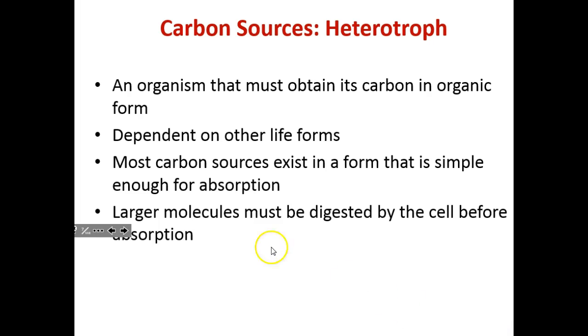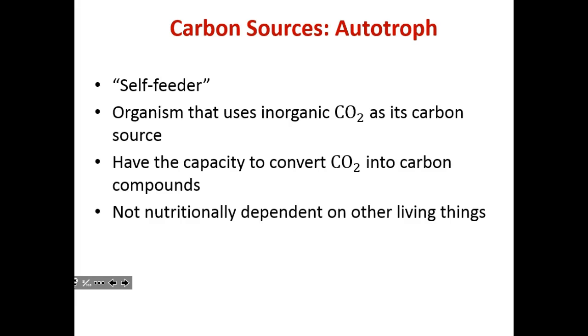So the carbon source for a heterotroph is an organism that must obtain its carbon in organic form. It's dependent upon other life forms because the word heterotroph itself means that it cannot make its own food, right? So it's dependent on other life forms. Most carbon sources exist in a form that's simple enough for absorption. Larger molecules must be digested by the cell before it can be absorbed.